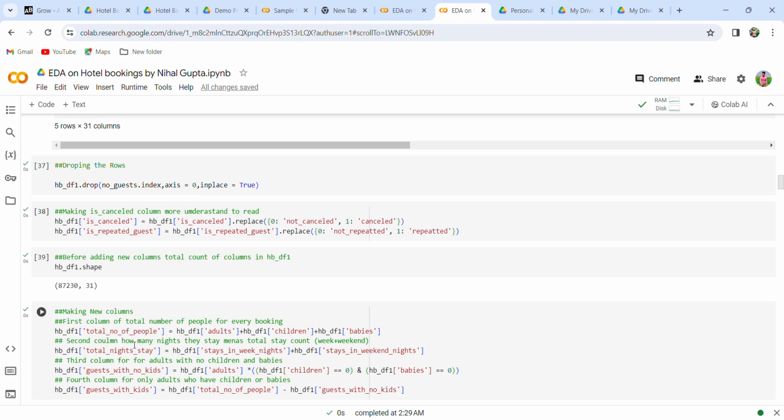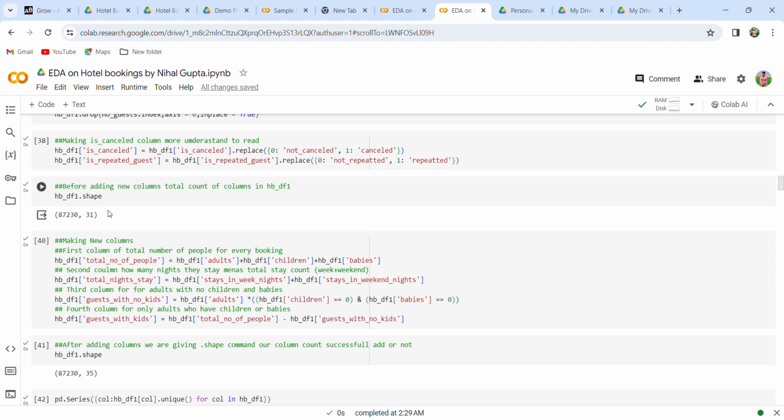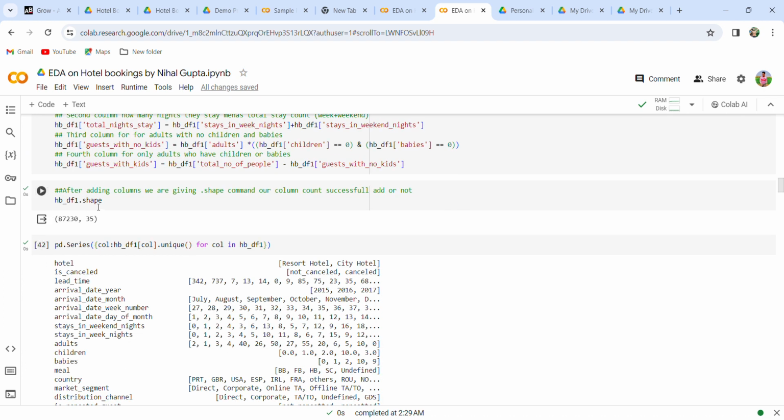Dropping the rows, making the cancelled column. Now we are making a cancelled column, showing how many people have cancelled, and a repeated guest column, showing who are repeated and who are not repeated. So this is for that, before adding new columns here. Making new columns. After that we are giving a shape to our command for the count of successful bookings.